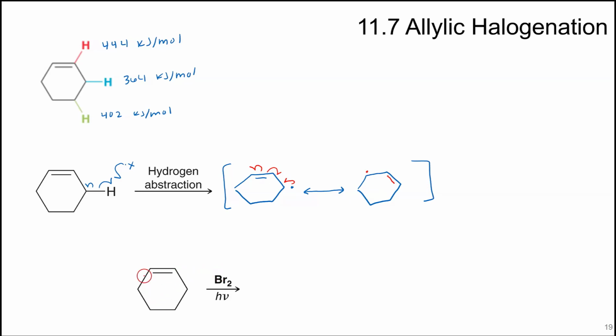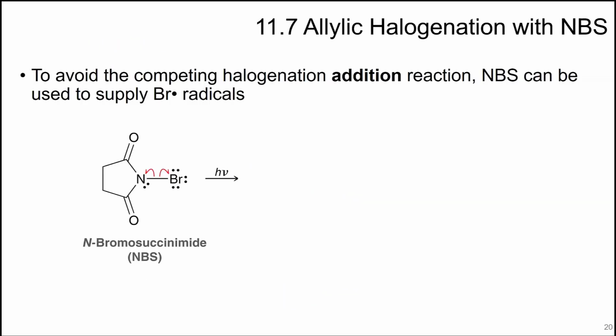If we have the same compound with bromine, we would get a bromination at the allylic position. To avoid competing reactions, if you use Br2, you might get other products. And to avoid that completely, we can use NBS, and that supplies radical bromine molecules.